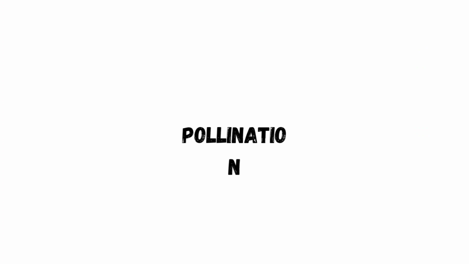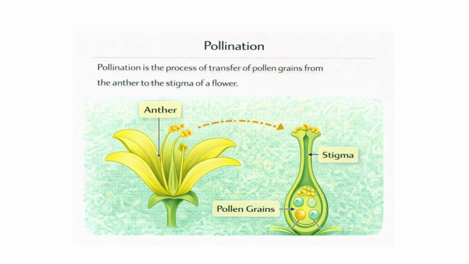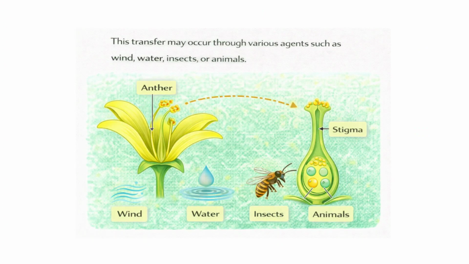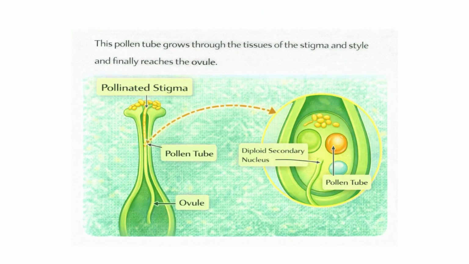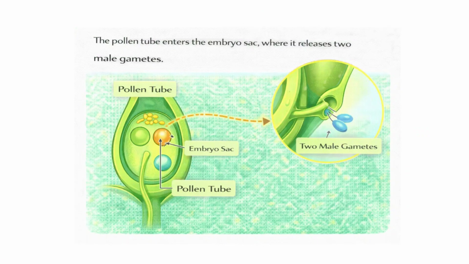Now, let us understand pollination. Pollination is the process of transfer of pollen grains from the anther to the stigma of a flower. This transfer may occur through various agents such as wind, water, insects, or animals. After reaching the stigma, the pollen grains germinate and form a pollen tube. This pollen tube grows through the tissue of the stigma and style and finally reaches the ovule. The tube enters the embryo sac, which releases two male gametes.